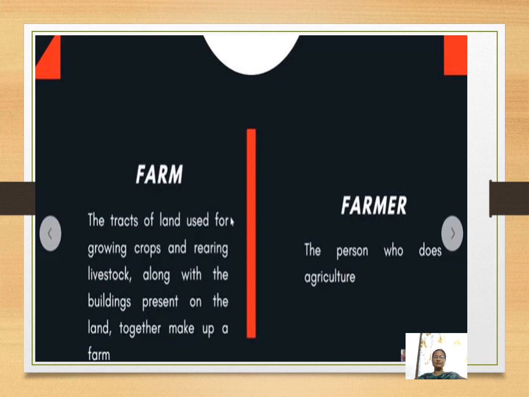Now let us see what is the difference between a farm and a farmer. The tracts of land used for growing crops and rearing livestock, along with the buildings present on the land, together make up a farm. Hence, agriculture is also known as farming. The person who does agriculture is called a farmer.